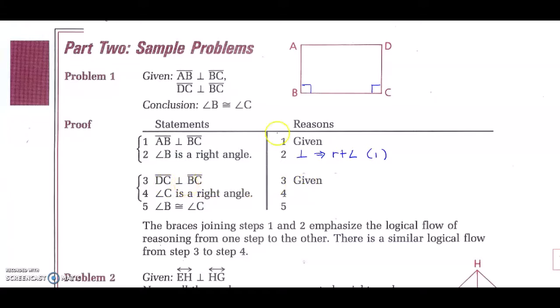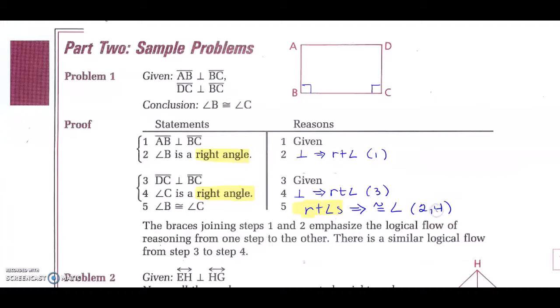DC is perpendicular to BC, we marked that. If segments are perpendicular, then they form a right angle. That comes from line 3. And now we have two right angles. If two angles are right angles, then they are congruent angles. And that comes from lines 2 and 4.